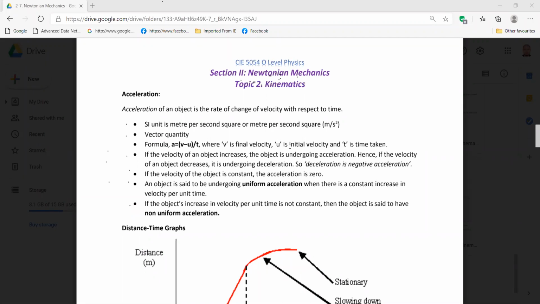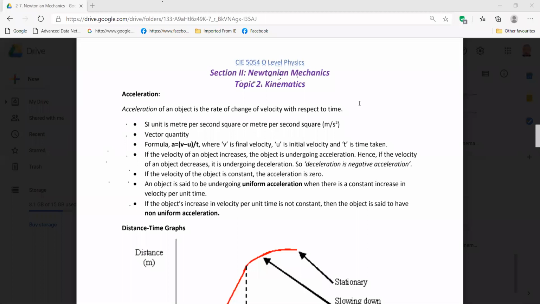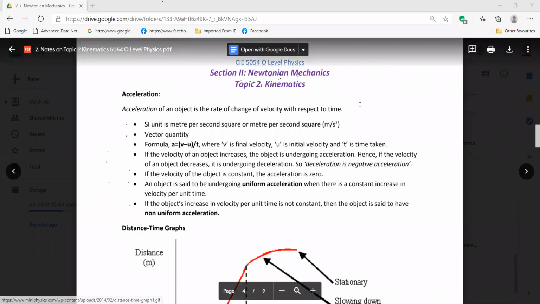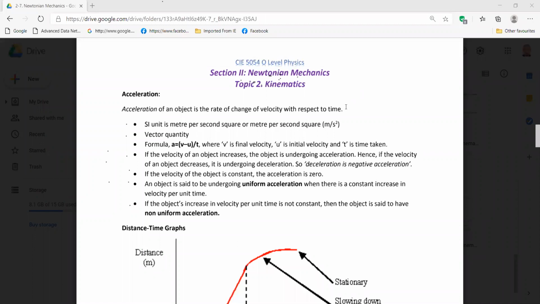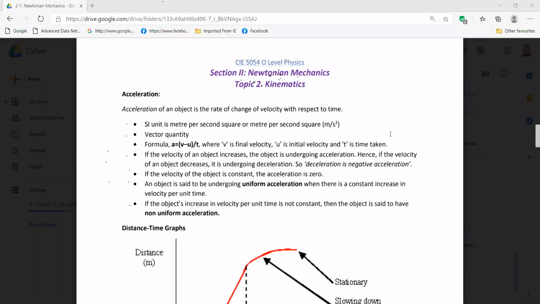Okay. Look, for example, the car was stationary, right? If the car was stationary, then what was the velocity at that time? Zero, right? If it is not moving, that means it does not have any velocity. Velocity is zero. So after pressing the accelerator, in 2 seconds, for example, the car's velocity becomes 5 meter per second.